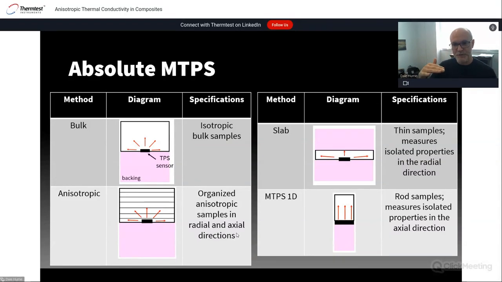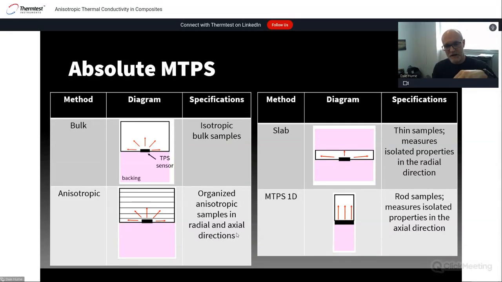The third is slab, again, isolating direction and looking at heat propagation along the in-plane direction of a material. They tend to be sheets of metal, but you can also use it for lower conductivity materials, all the way up to several hundred watts per meter Kelvin. So it lets you isolate the direction.